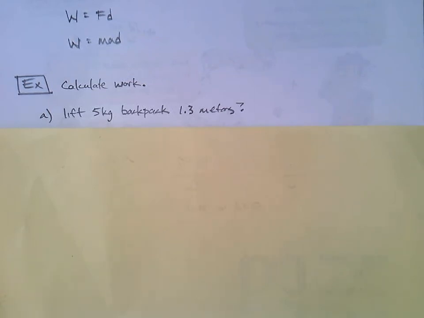Part A, let's calculate the work to lift a 5-kilogram backpack 1.3 meters. So we're going to lift it straight up directly against gravity, a 5-kilogram backpack, 1.3 meters. That's a pretty heavy backpack, 5 kilograms. That'd be over 10 pounds, I believe. Okay, well, what kind of work is going on there? Well, we can see work equals mass times acceleration times distance.